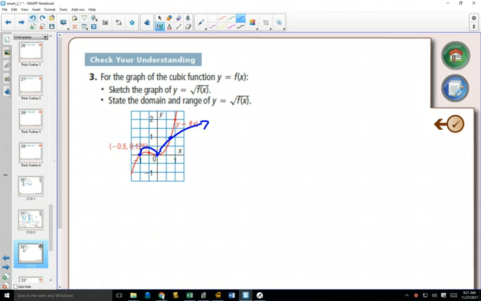State the domain and range for this one. Your domain, the x values have to be bigger than or equal to -1. And your range, y values are going to be bigger than or equal to 0.